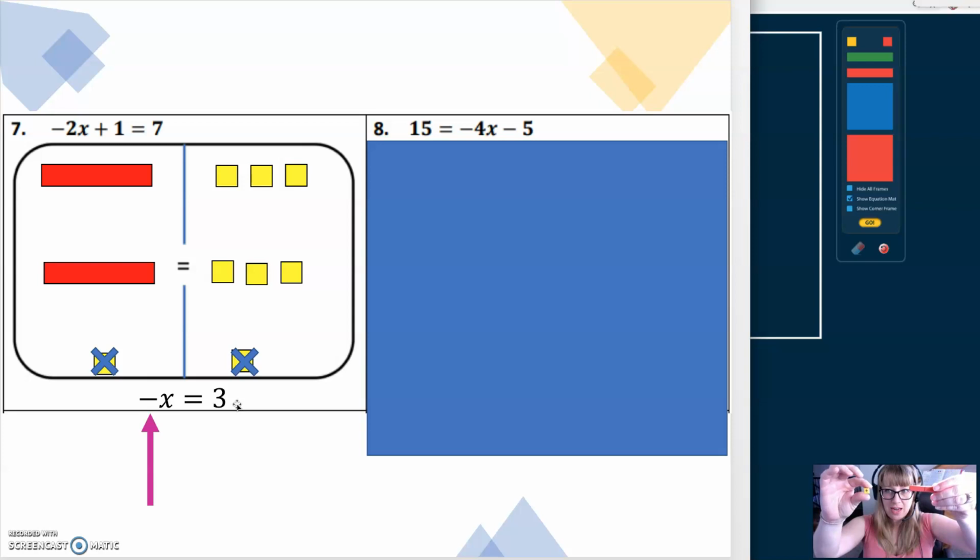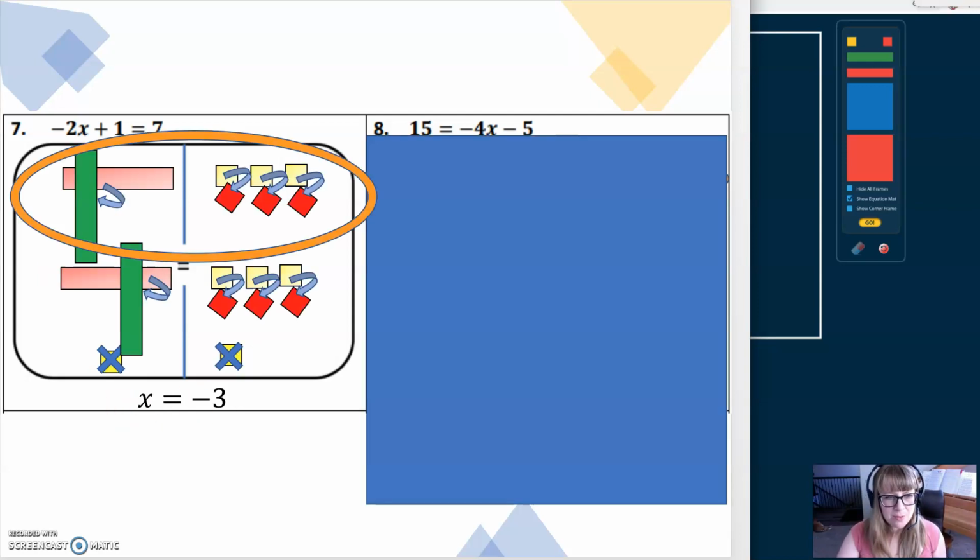But whatever I do to one side, I have to do to the other side. So if I'm flipping this one, I have to flip this one. Okay, so yes, I might know what negative x is. I don't want to know what negative x is. I want to know what a positive x is. So we simply flip it, and we have a positive x is equal to and balanced with, it's going to be 3 of those negative ones.